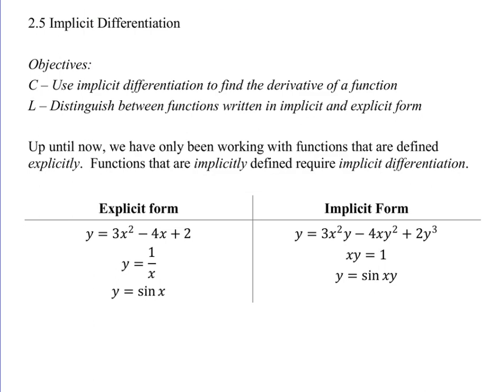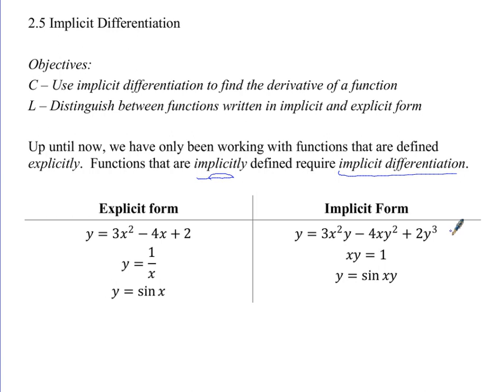Section 5 deals with what we call implicit differentiation. So up until now, when you've taken derivatives, they have been for functions that have been written explicitly. Functions that are written implicitly require implicit differentiation. So I guess technically you could say you've been doing explicit differentiation so far. Explicit form means that it's solved for y, or you have f of x equals, okay? So all three of these equations here are written in explicit form. And all three of these you can take the derivative of very easily right now.